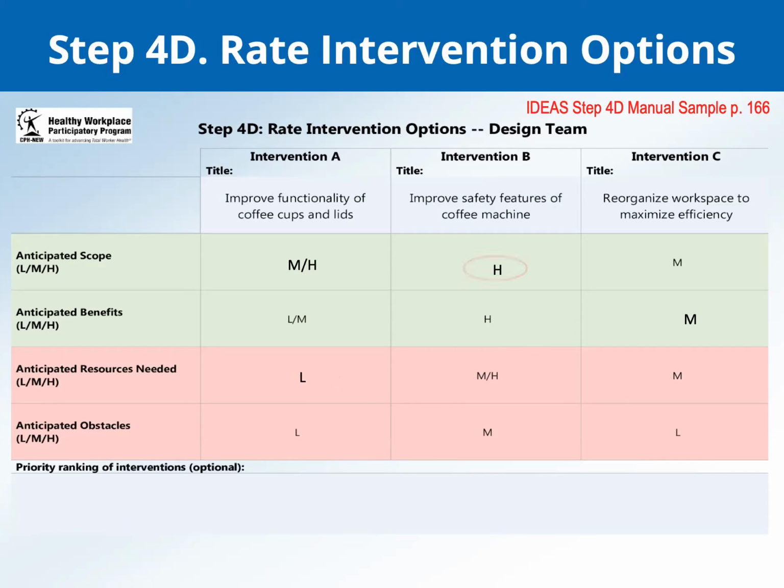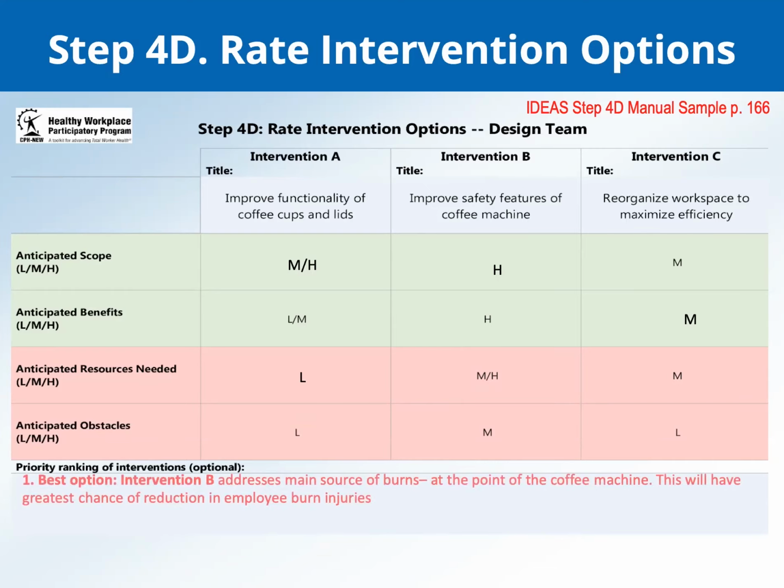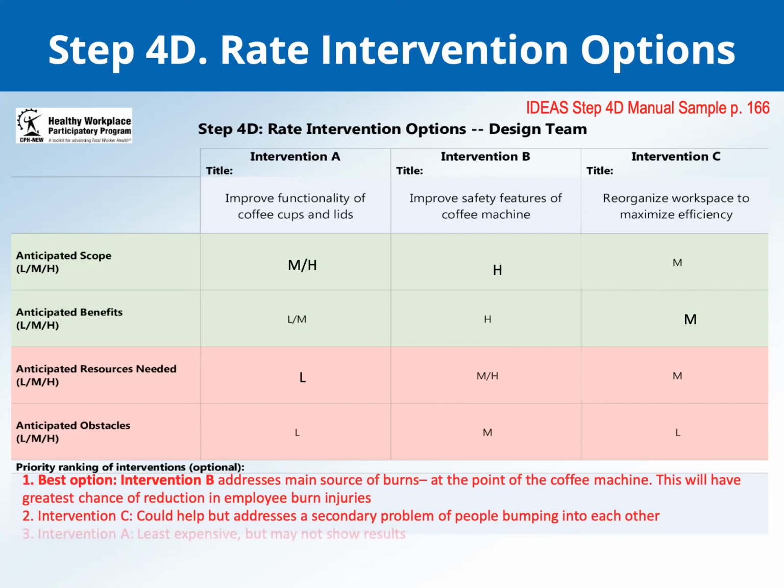High ratings are favorable for scope and benefits. Low ratings are favorable when considering resources needed and anticipated obstacles. Once your ratings are done, use that information to prioritize the interventions you will propose for consideration. Before ending this step, it's important for the design team to reach consensus so that all members are comfortable with presenting these interventions to the steering committee.